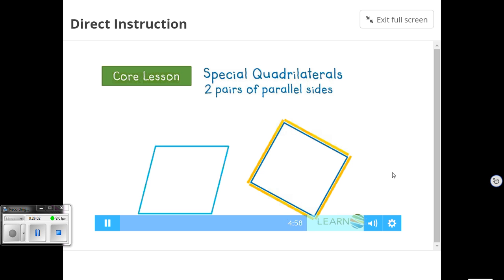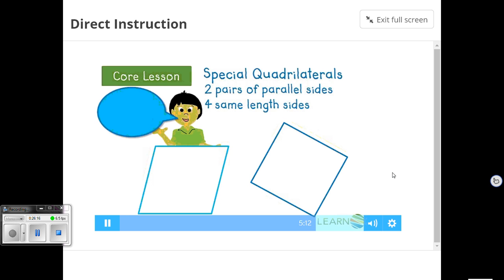Are all of the sides of this quadrilateral the same size? Yes. What about this one? Yes, this one too. They both have 4 of the same length sides. Because these shapes have 2 pairs of parallel sides and 4 sides the same length, these parallelograms are rhombuses.